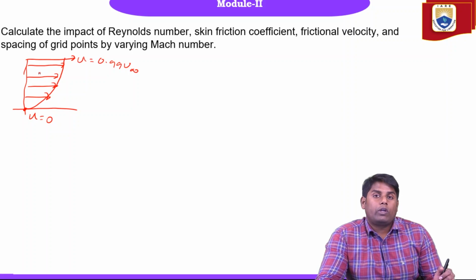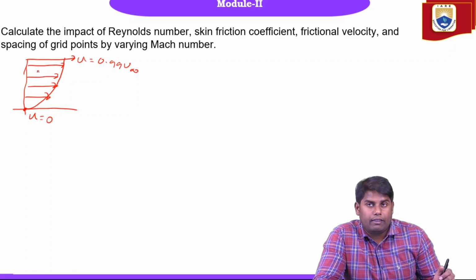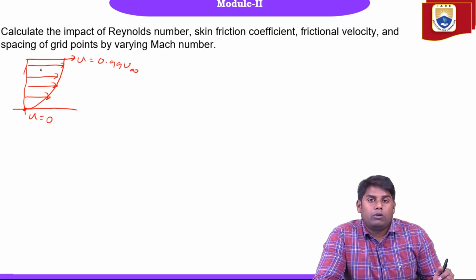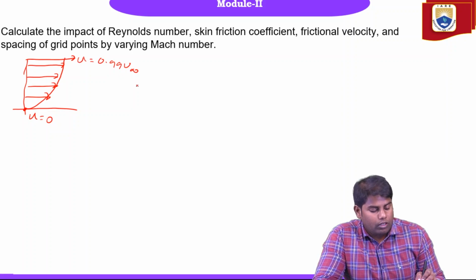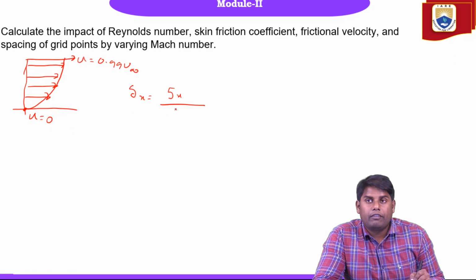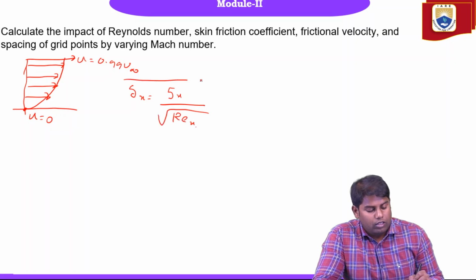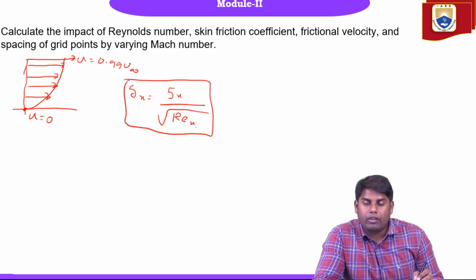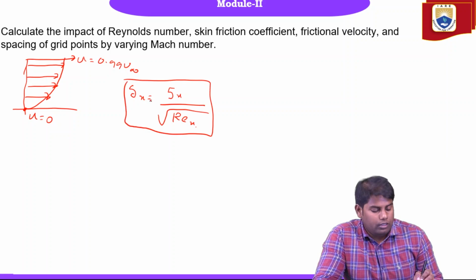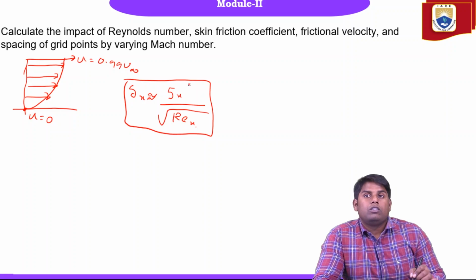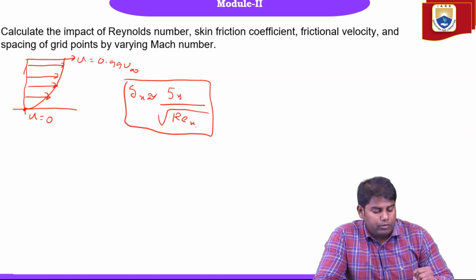Now, how do we calculate the thickness of the boundary layer? That is very important. We have delta, which is the boundary layer thickness. Delta x is approximately the square root of x divided by Re of x. This is an approximation, not an exact value. So we can write it as 5 times x divided by root of Re x.